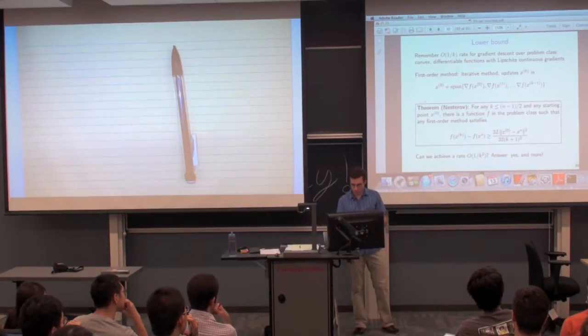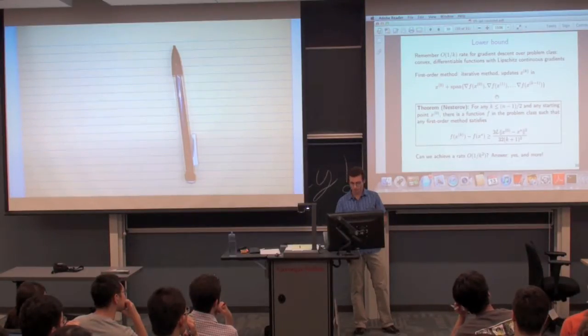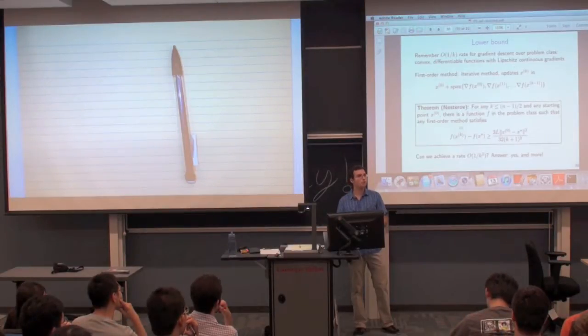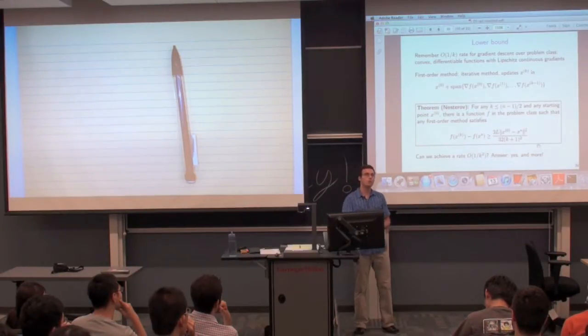There's a theorem by Nesterov that says that for any k smaller than or equal to about half n, and any starting point x0, I can always find a function in this problem class, the class of functions that have Lipschitz continuous gradients, such that any first order method, whether it's gradient descent or otherwise, takes at least on the order of 1 over k squared steps. So the lower bound is an order of magnitude smaller than what we got.